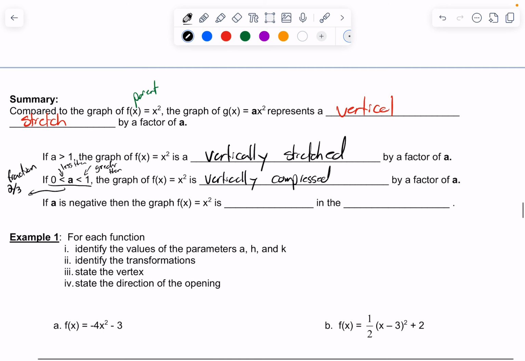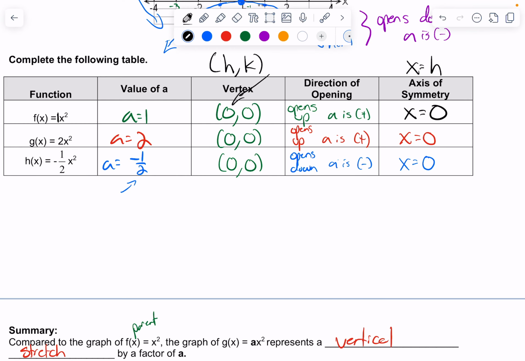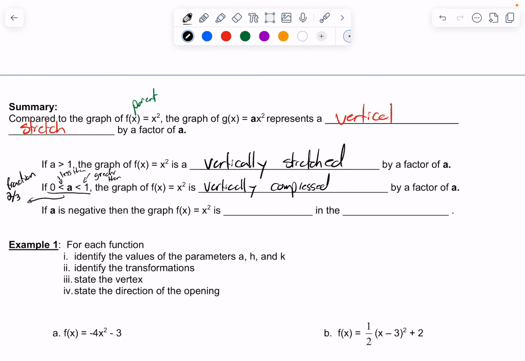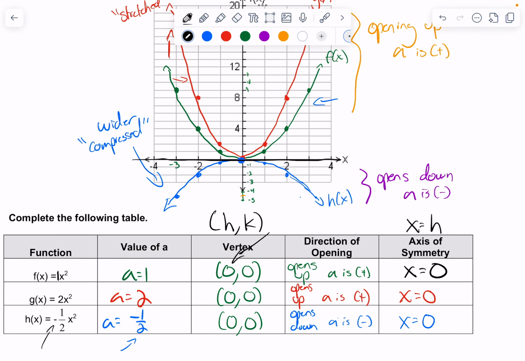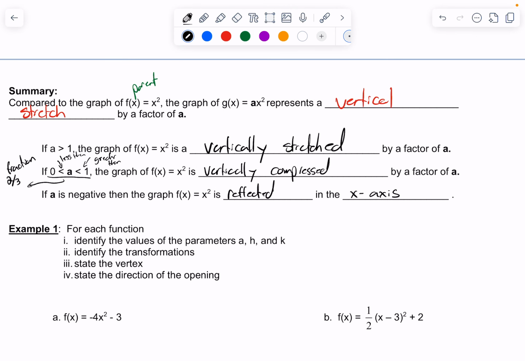And then the last one is if a is negative. Going back up here, you notice we had that negative half, this negative right here. If a is negative, then the graph of f of x is considered reflected in the x-axis. So imagine you hold a mirror to this x-axis. If you held a mirror, you would see a reflection of the curve. It would reflect over it. And that's what that means. Reflected in the x-axis.